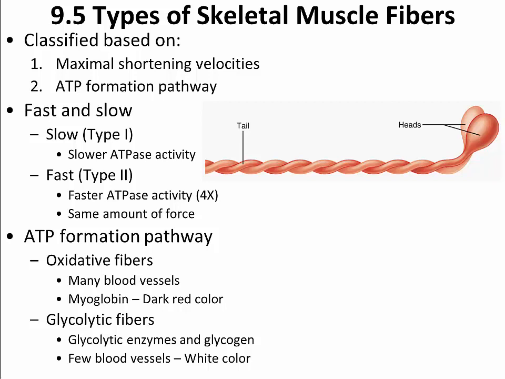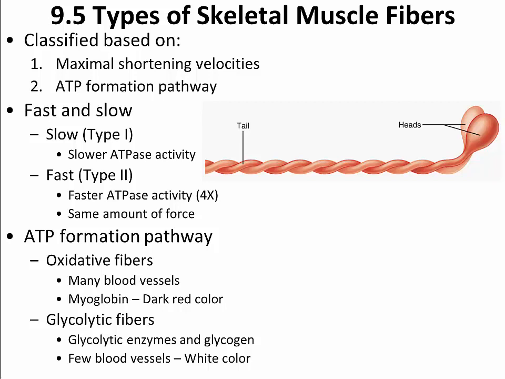So based on shortening velocities, we divide muscles into slow and fast types of muscle fibers. And this, of course, is based on the ATPase activity of the myosin heads. So type 1 fibers, which are known as slow fibers, have the slower ATPase activity. Type 2 fibers, which are fast fibers, have an ATPase activity that's about 4 times as fast as the type 1 fibers. Both of these fibers do generate about the same amount of force, it's just that type 1 is much slower than type 2.